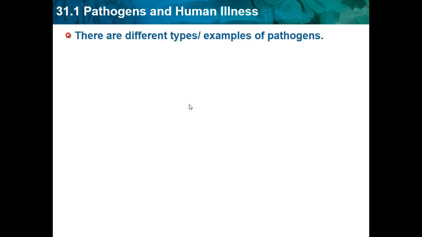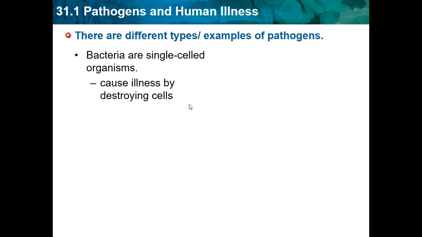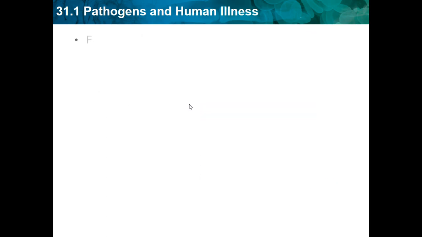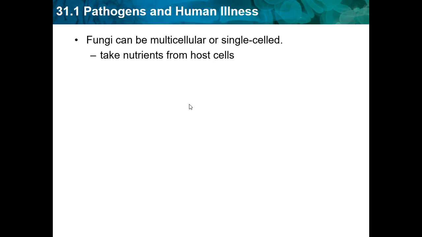There are different types of pathogens. There's bacteria, single-celled organisms that cause illnesses by destroying cells and releasing toxic chemicals. We have viruses, which are genetic material surrounded by a protein coat, which force the host cell to make more viruses, and they're very small. And then we have fungi, which can be multicellular or single-celled, and take nutrients from host cells. So they basically absorb nutrients from one thing to help it grow.